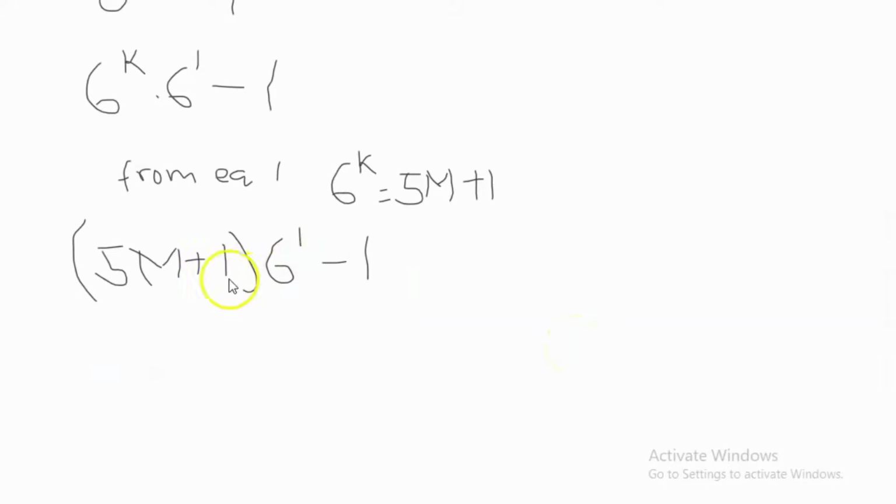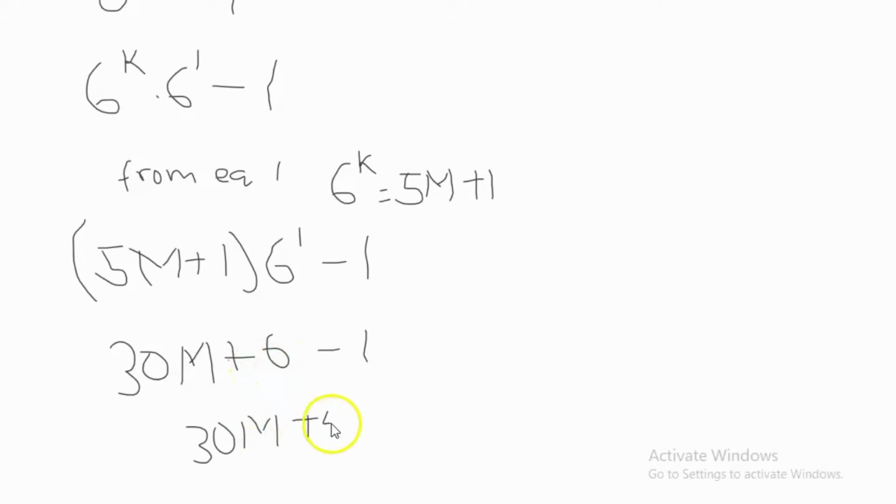So what we're simply going to do is open up the bracket. Now 6 to the power of 1 is 6, so this is simply saying 6 multiplied by 5m. So 6 multiplied by 5m is 30m. Then 6 multiplied by 1 is 6. So we have minus 1. Okay, so now we've opened the bracket. So 6 minus 1 is 5. So we have 30m plus 6 minus 1, plus 5.